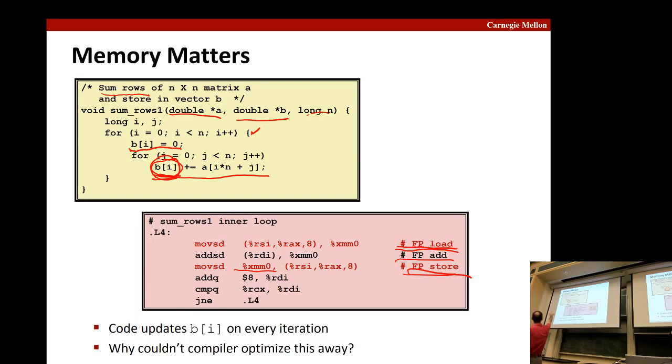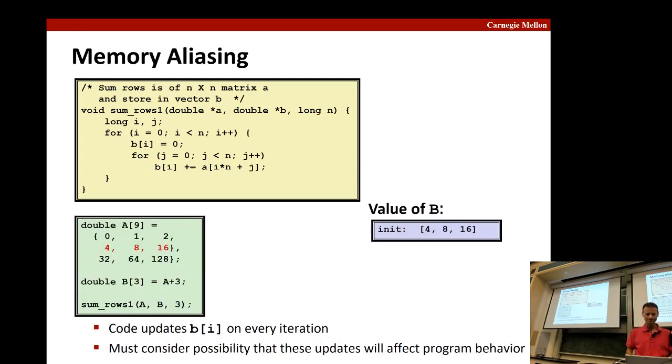We have two arguments here, a pointer to A and a pointer to B. Okay? What if those overlap? What if every time you update B, you're actually changing part of A? All right? And we have an example of that here. Let's suppose a simple 3x3 matrix with these values, and we're just trying to sum these different rows. But then we happen to define B as being this slice of A.